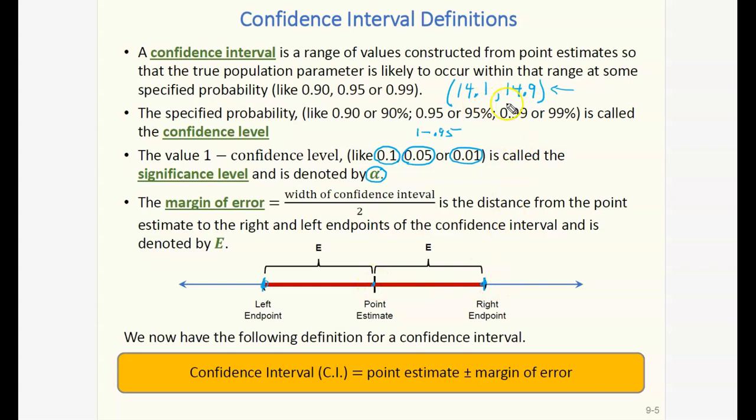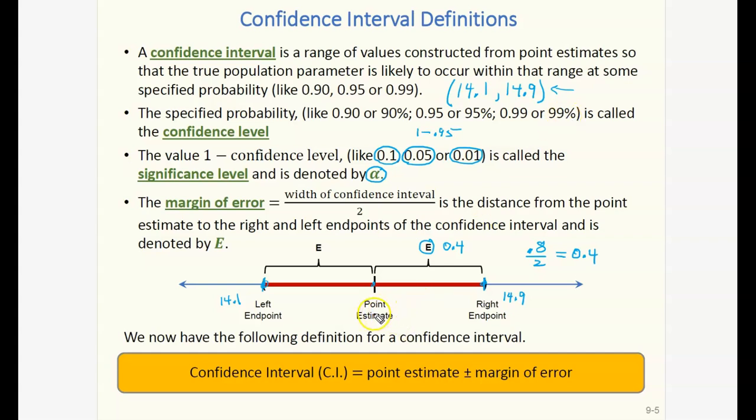So for example, in our previous discussion, if you had something like the left-hand endpoint being 14.1 and the right-hand endpoint being 14.9, then your margin of error would be half of the distance from 14.1 to 14.9, or 0.8 over 2, which is 0.4. So your margin of error here would be 0.4 if this were our confidence interval.